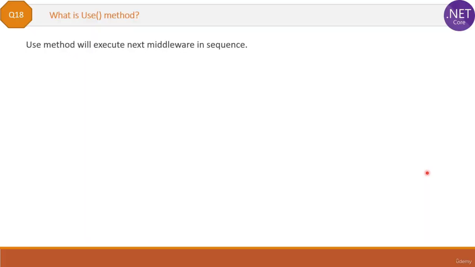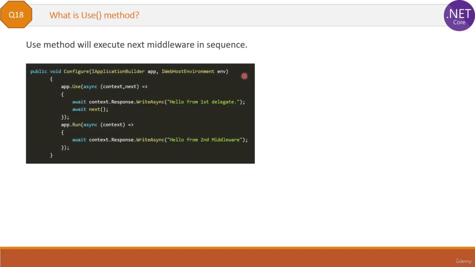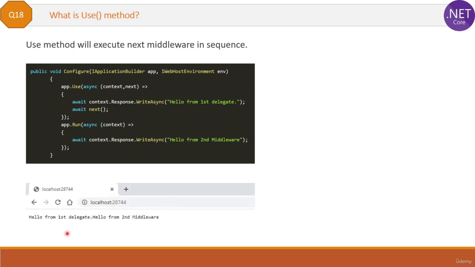Use method will execute the next middleware in sequence. Let's see an example. Here inside the Configure method, we are calling the Use method and then the Run method. If you see the output, both lines are printed from both the methods: Hello from first delegate and Hello from second middleware. So basically, the Use method will pass the control to the next method, which is the Run method. That is how the Use method works.